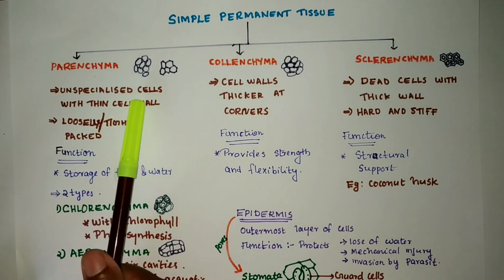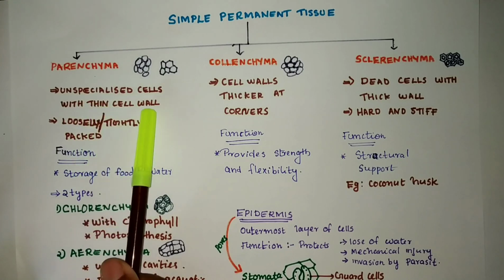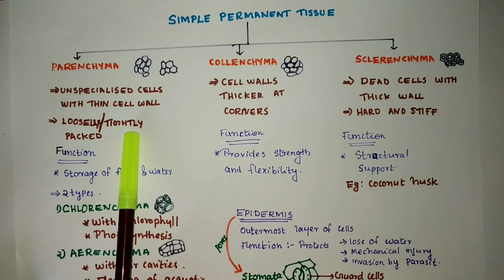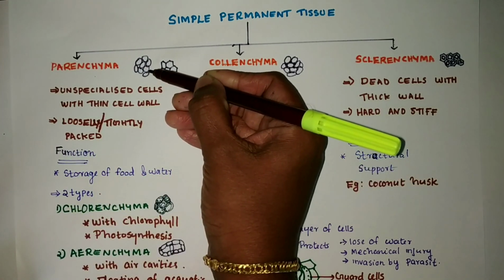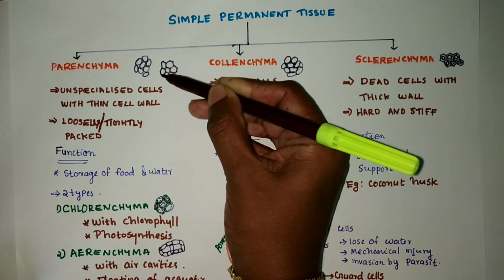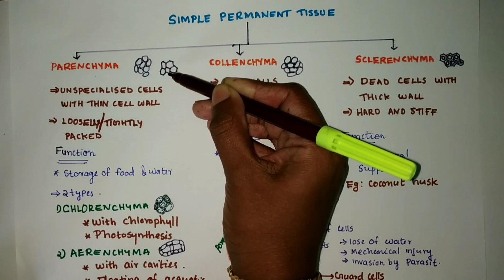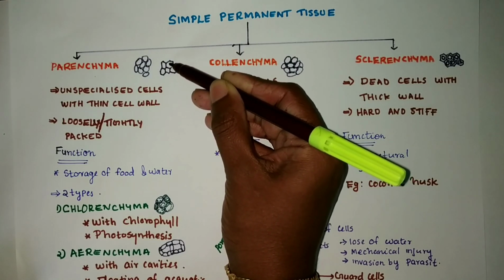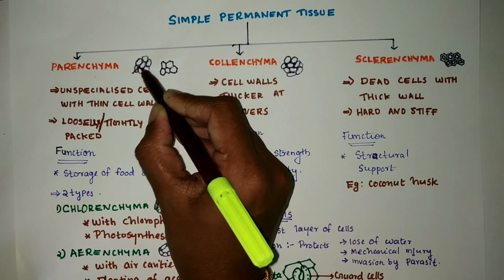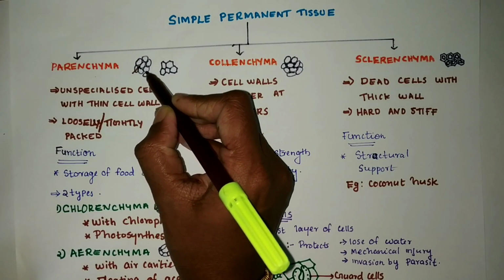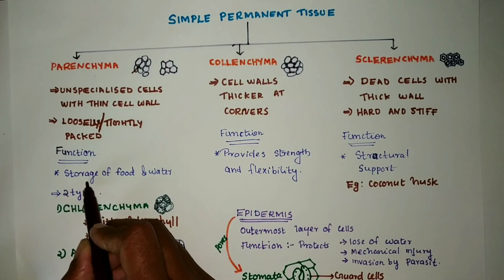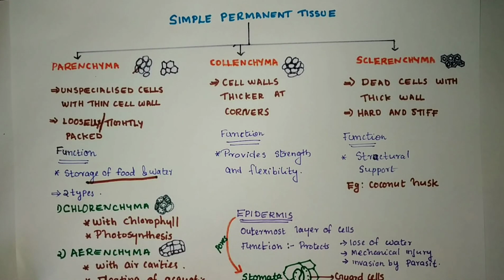Parenchyma is an unspecialized cell with thin cell wall. They are either loosely packed or tightly packed. Here you can see these are the loosely packed parenchymatous cells and these are tightly packed parenchymatous cells. Tightly packed means there is no intercellular space between the cells. Here you can see free space, intercellular space, between the cells that are loosely packed. The main function of parenchyma is storage of food and water.